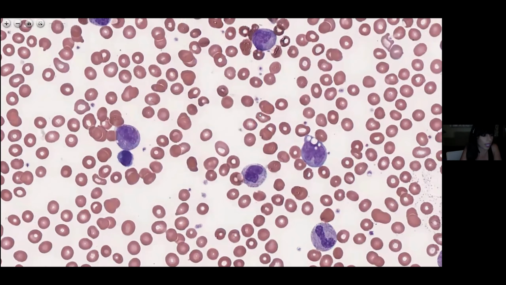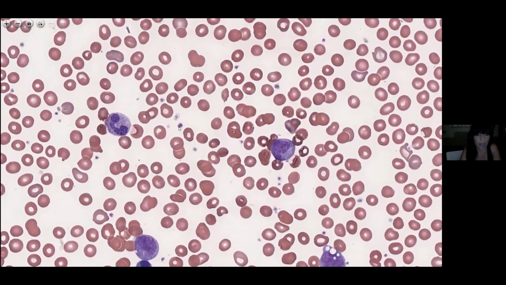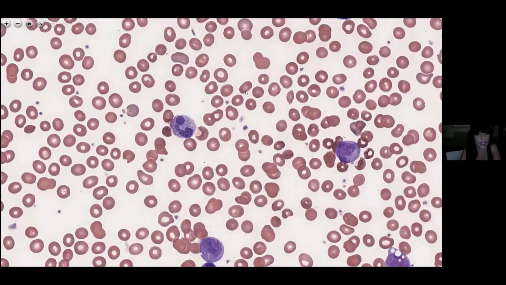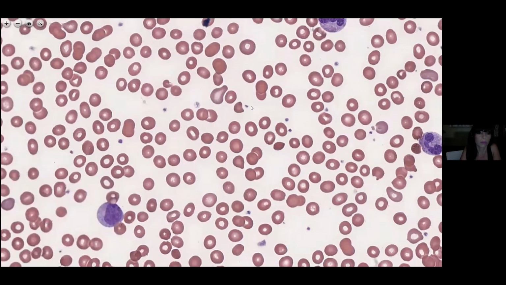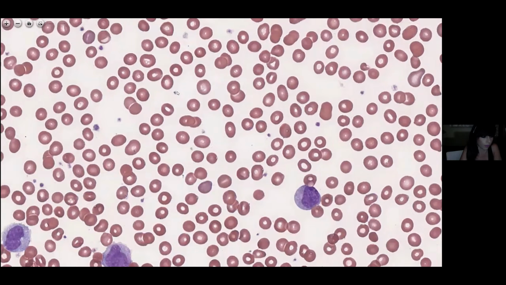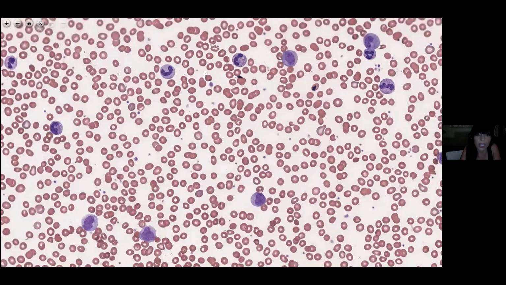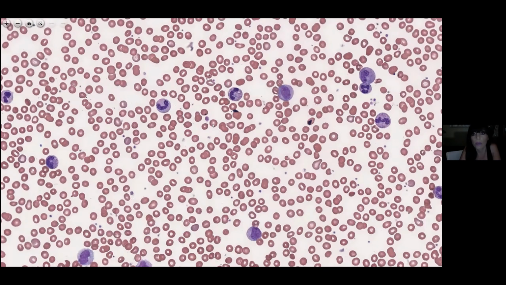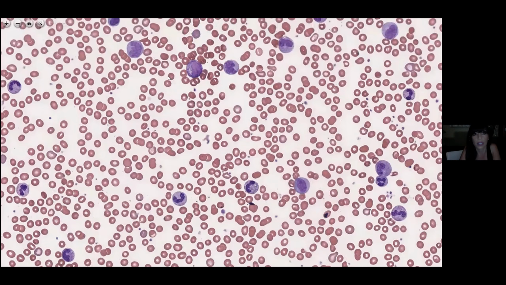Here's some more platelets. They're usually 2 to 4 micrometers in diameter, with that purple color. Here's some more here. Some larger platelets here, but we wouldn't call them giant unless they were larger than the RBCs.